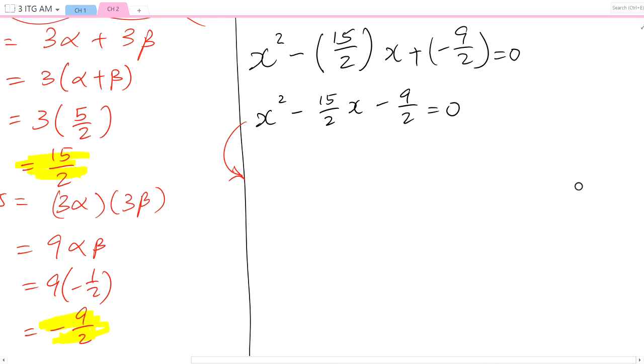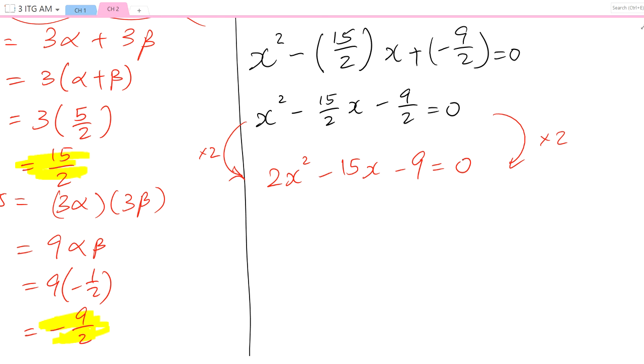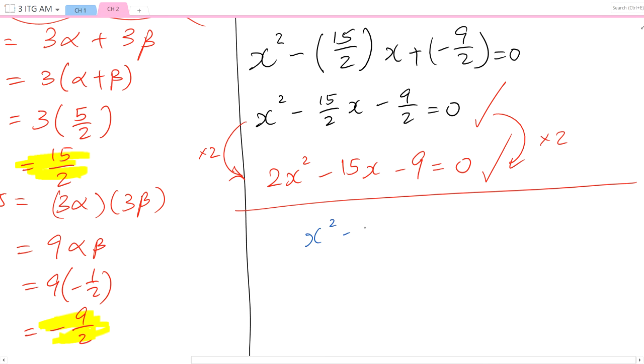Because this is an equation, I can do this, to get 2x squared minus 15x minus 9 equals 0. I can multiply by 2 throughout because this is an equation. Okay, so this is also absolutely correct. Why do I emphasize that? Because some of you actually will do this when you're given something like x squared minus 15 over 2 x minus 9 over 2 as the answer. For example, this is the answer.